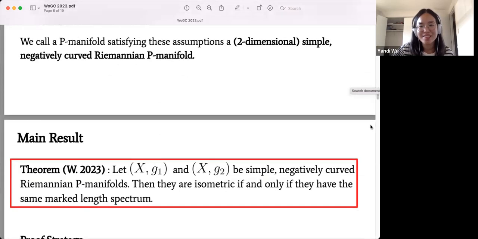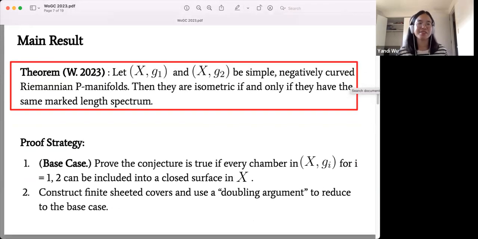Now I want to state my theorem, because I've defined my objects and I've defined marked length spectrum rigidity. I basically prove that if you have two-dimensional simple Riemannian negatively curved p-manifolds with the same marked length spectrum, then they're actually isometric. Notice that these p-manifolds are the same space topologically now. That's an assumption that I've imposed. I actually show something a bit stronger, which is that this isometry is actually isotopic to the identity.